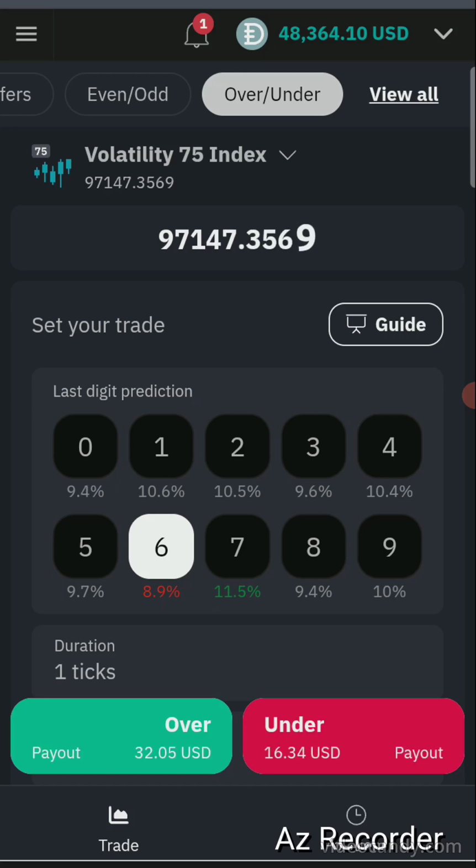The market may change, so let's go to over and under market. Let's do under, I don't know which to do, under what. Let's do under 8.